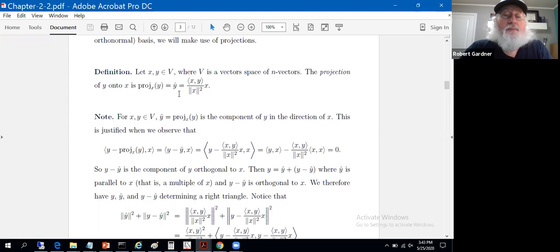Notice that the vector y hat is a multiple of vector x. Here's vector x, and there's a scalar coefficient, inner product divided by a magnitude squared. Is this a positive or a negative scalar that's a coefficient of x? Well, the denominator's positive, but inner products can be negative, so I don't know. It depends on the sign of the inner product, and we'll give that some geometric interpretation shortly.